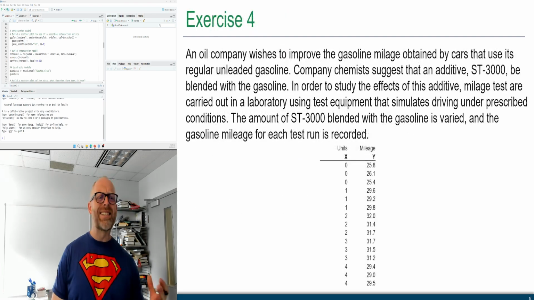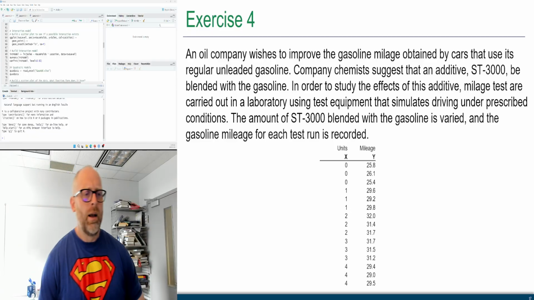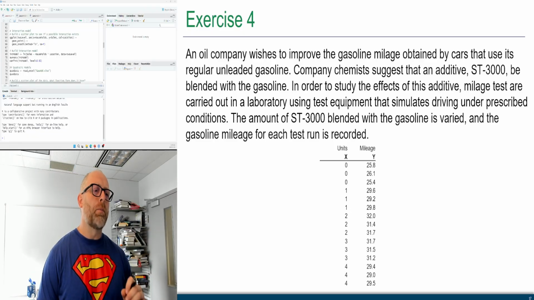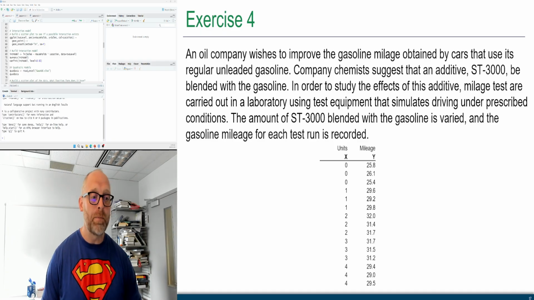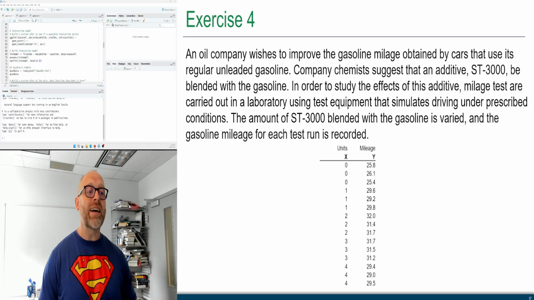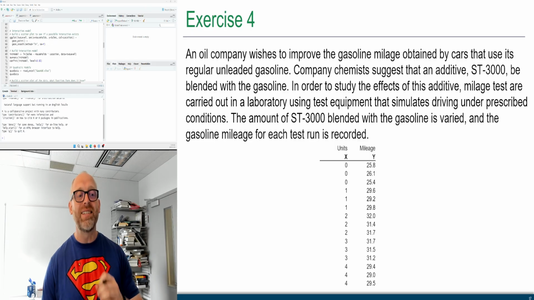All right, so let's look at an example here. An oil company wishes to improve the gasoline mileage obtained by cars that use its regular unleaded gasoline. Now the company chemists suggest that an additive, and we'll call the additive ST3000, be blended with the gasoline. In order to study the effects of the additive, mileage tests are carried out in a laboratory using test equipment that simulates driving under prescribed conditions.